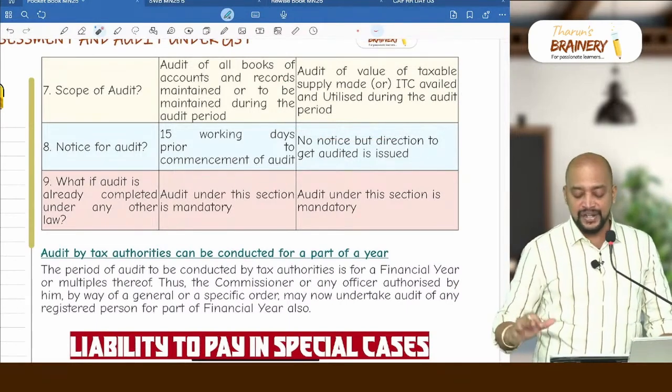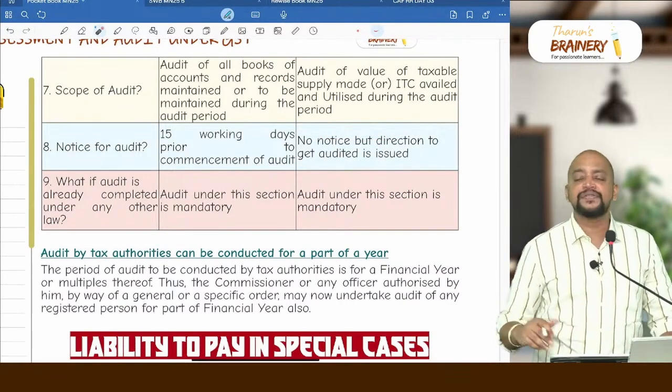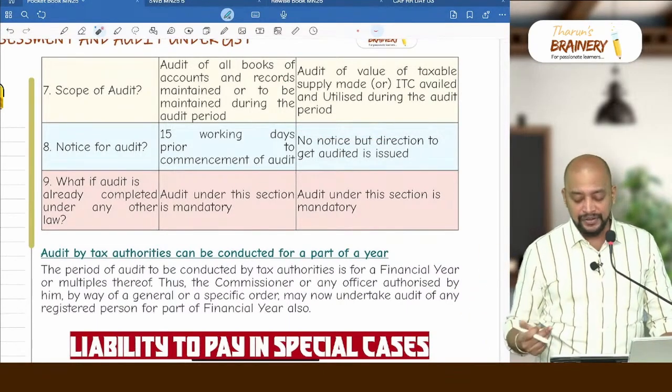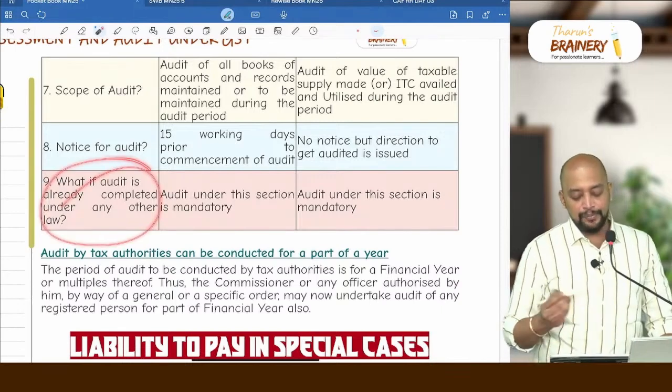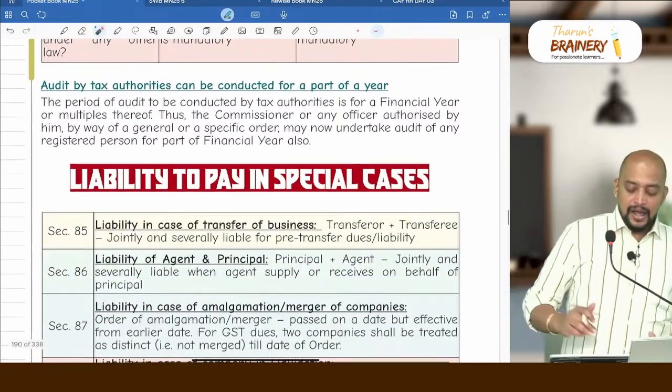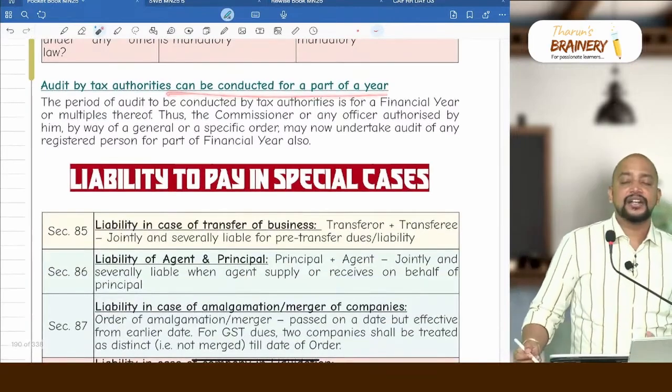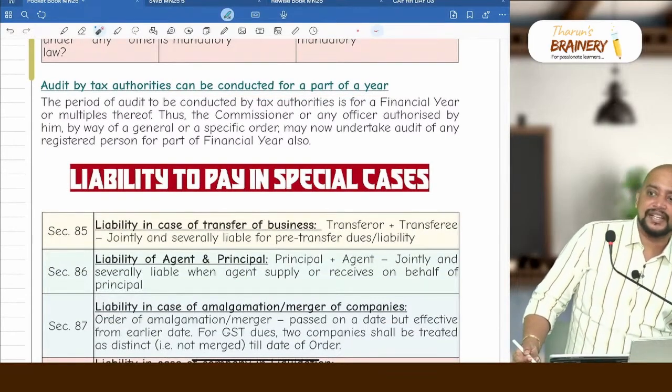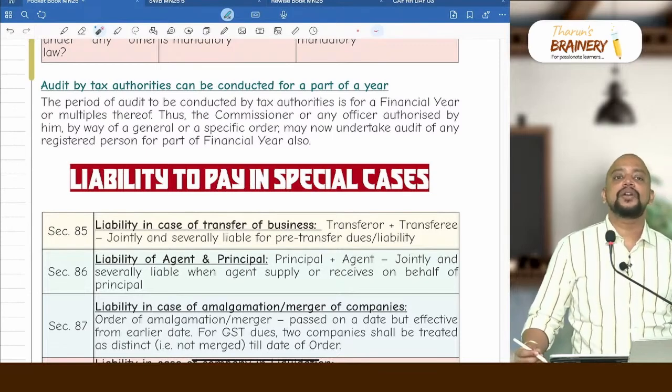The scope of audit is very limited. Notice for audit: no notice will be given, but a direction to get audited will be given. What if audit is already completed? Audit under this section also can be made mandatory. Then audit by tax authorities can be conducted for part of a year, which means, say for example, I commence the business only in August.